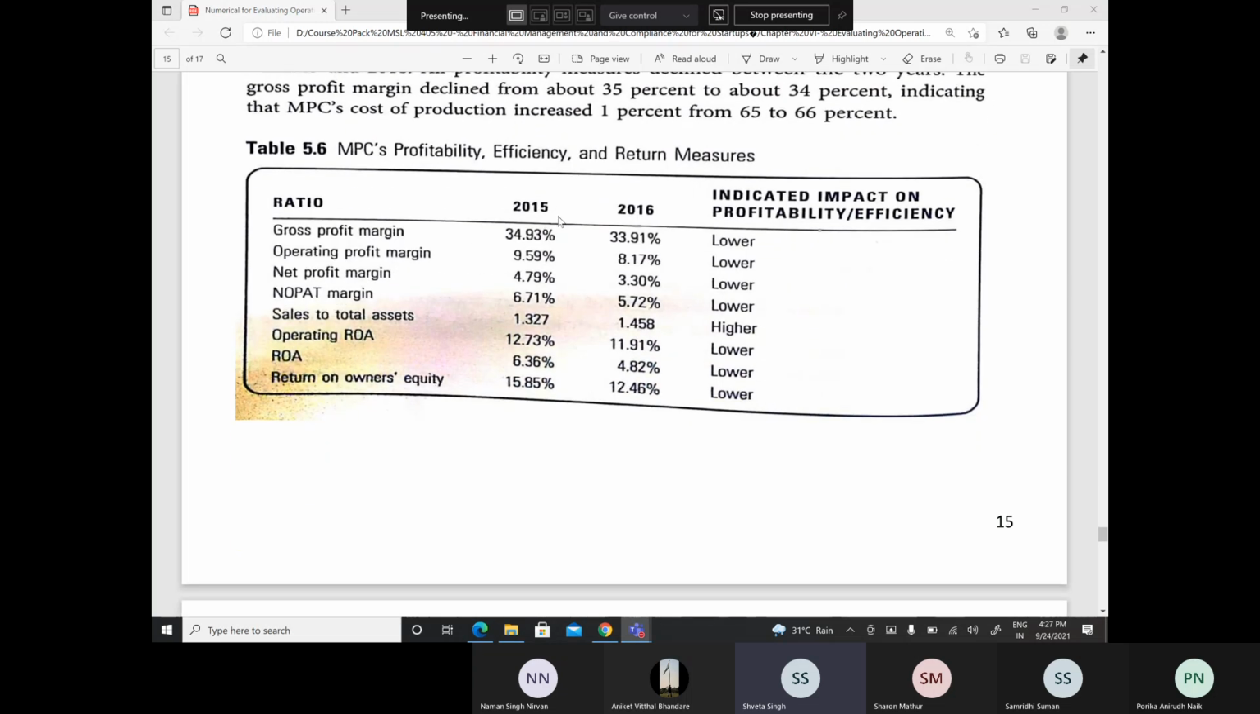For the 2 years, 2015 and 16, you can see the gross profit margin, operating profit margin, net profit margin, the no PAT margin, the sales to total assets, the operating return on assets, the ROA ratio, and the return on owner's equity. So over here you can see that the gross profit margin, the operating profit margin, the net profit margin, the no PAT have all lowered. The sales to total assets ratios actually increased, whereas the operating profit to ROA and return on owner's equity has actually come down.